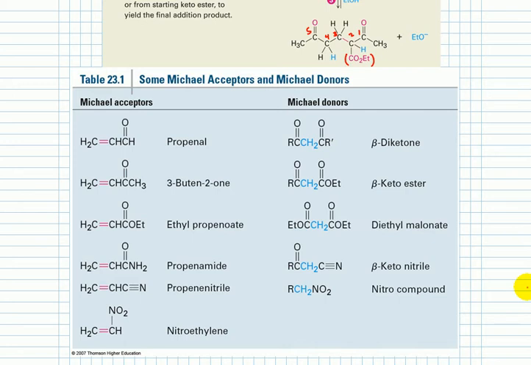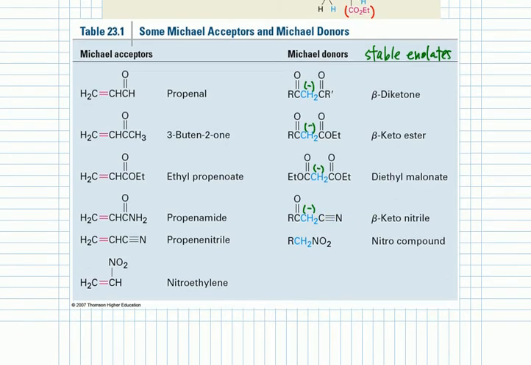So for the Michael reaction, we have Michael donors and Michael acceptors. And the Michael donors are always going to be compounds that can make stable enolates. Okay? So in other words, a beta diketone, for instance, where we can have a stabilized minus charge on the alpha carbon in between them. Beta ketoester, same thing. Diethyl malonate, that's the diester, the same thing we used in the malonic ester synthesis. Beta ketonitrile will work. The nitrile, the C triple bond N, reacts similarly to a carbonyl group.